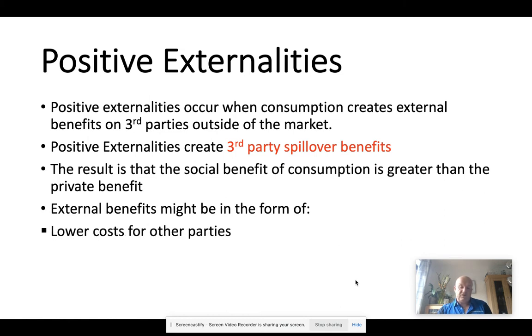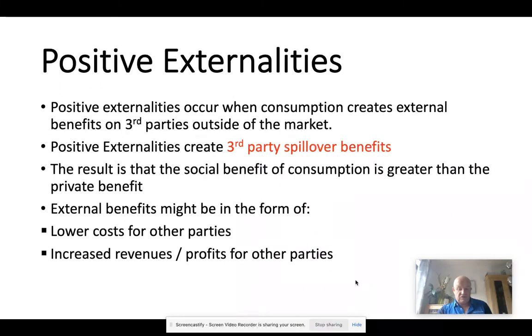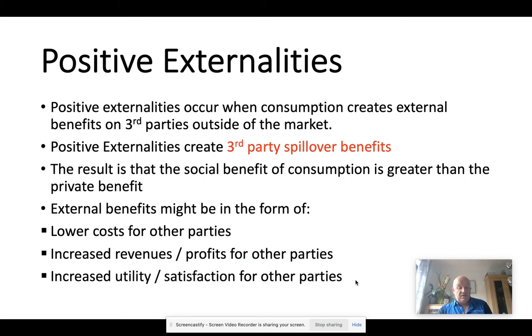Okay, so what sort of things could that be? Might be in the form of a range of things. Could be lower costs for other parties. Could be increased revenues and profits for other parties too. But more specifically, it's likely to provide increased utility or satisfaction for other parties, okay? Not just the person who's making the purchase or choosing to use that resource in some shape or form, but also providing utility and satisfaction for others too.